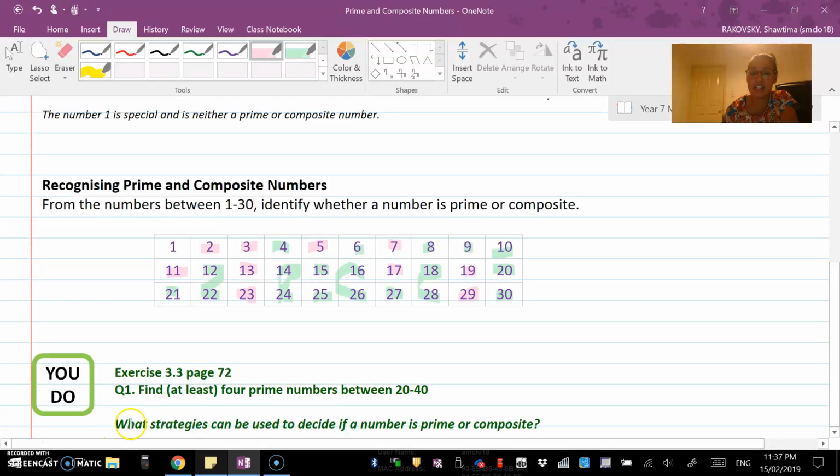So there's your activities, and also I would like you to consider what strategies can be used to decide if a number is prime or composite.